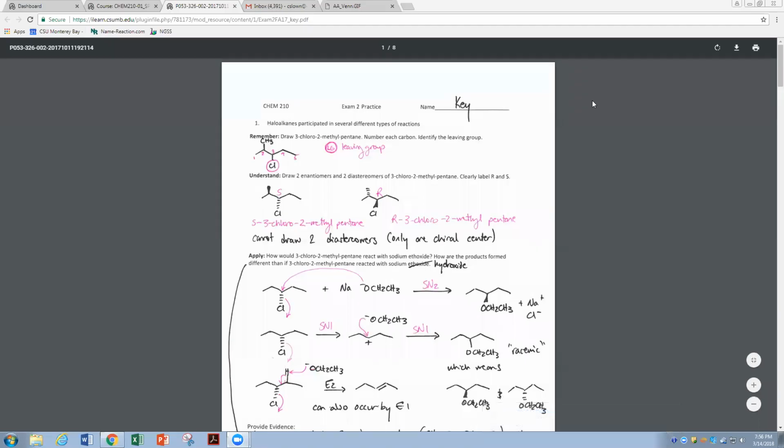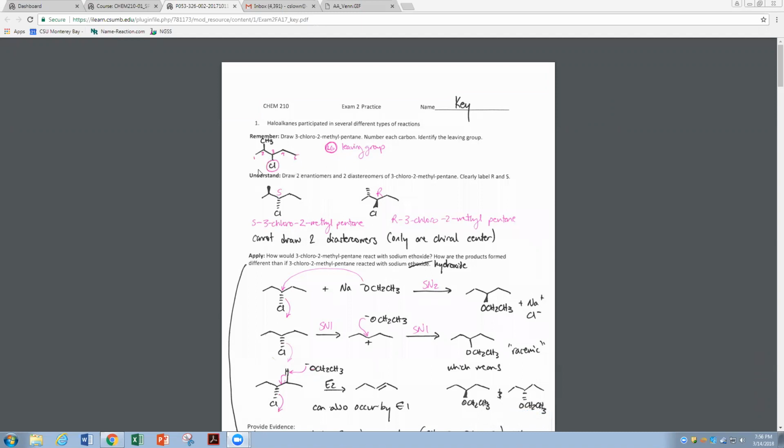All right, folks, let's take a look at exam 2 practice. So if we think about number 1, haloalkanes participate in several different types of reactions. If we think about drawing 3-chloro-2-methylpentane, the first thing we have to make sure is that we're drawing our longest carbon chain. And then we want to make sure that we can number that appropriately. And remember, that has to be the lowest overall possible numbering scheme.